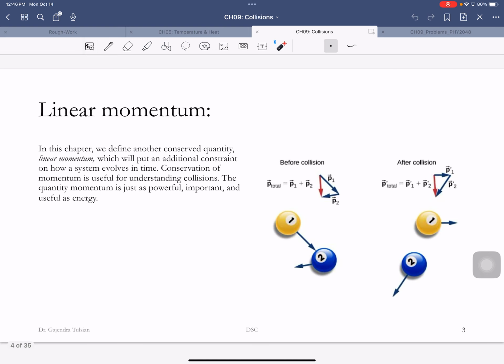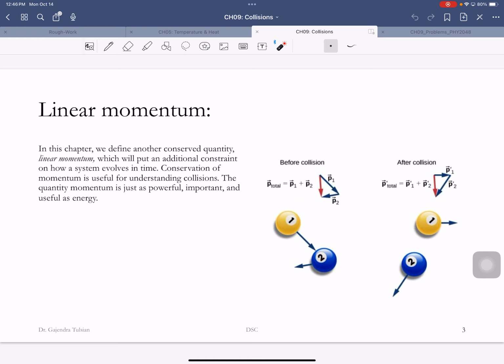All right. So we'll learn about linear momentum. Linear momentum is denoted by P. In this chapter, we define another conserved quantity. What do we mean by conserved? That quantity is constant throughout the evolution of a system. And you'll learn that that is true when there's no external force acting on the system. So we'll learn about this conserved quantity, linear momentum, which will put an additional constraint on how the system evolves in time. What does that mean? Puts an additional constraint.